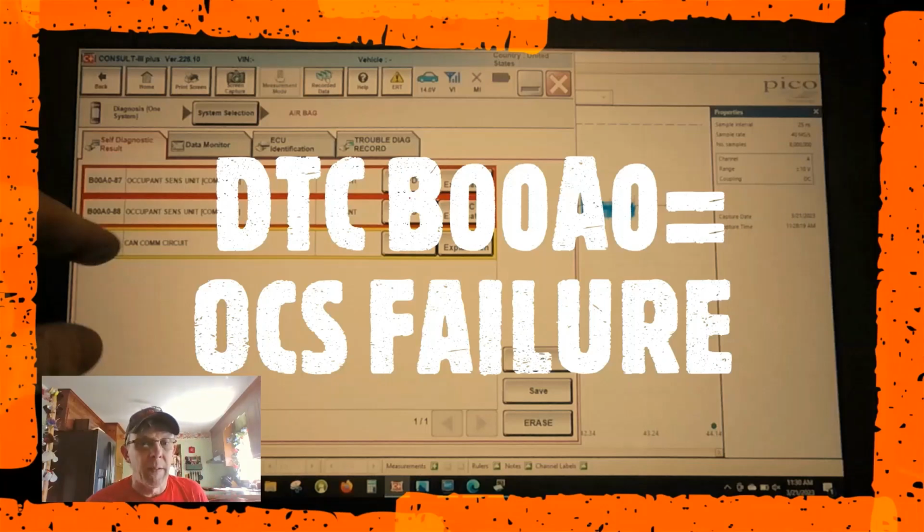2014 Nissan Pathfinder. I'm dealing with an airbag code. It's B00A0-87 and -88, communication errors. Had a good time figuring this car out, and there's a couple of reasons.